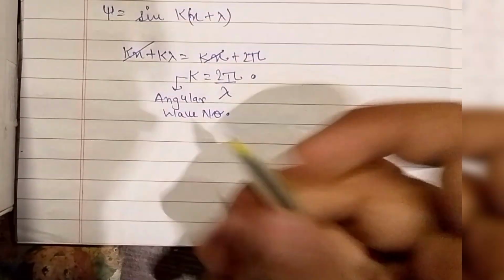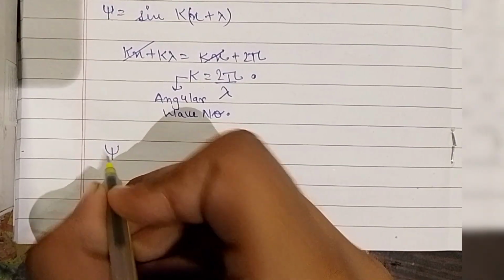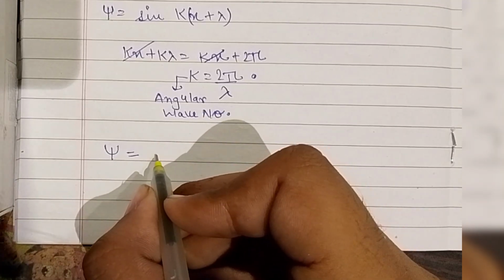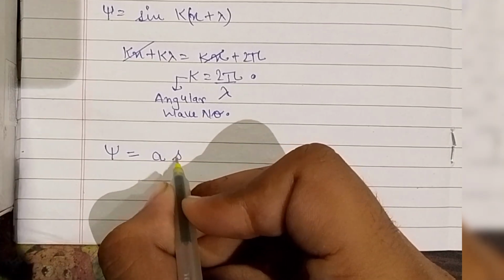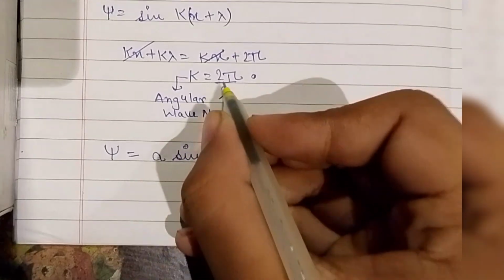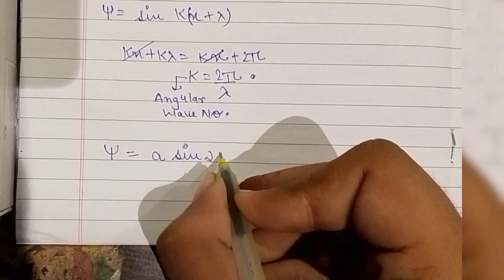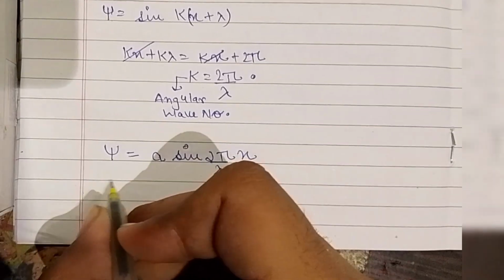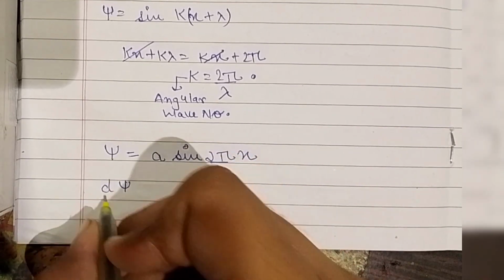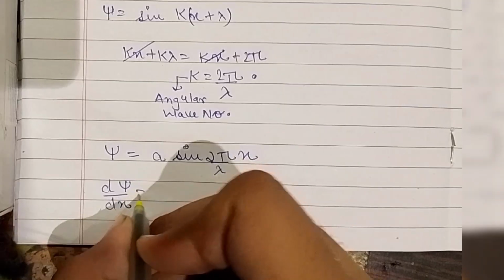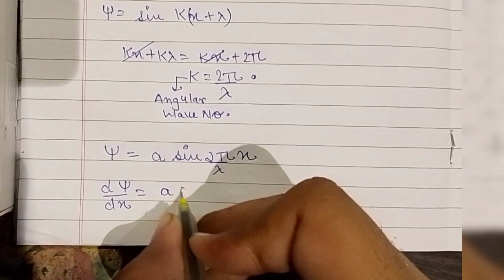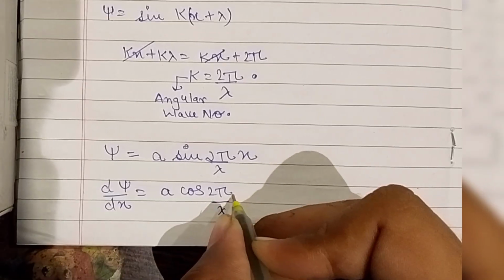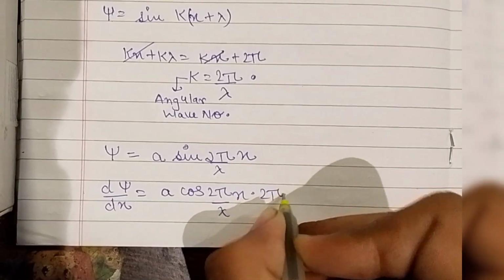And what we do is we have psi which is equal to a sin kx. We put k here as 2 pi by lambda into x, and if we differentiate it with respect to x, we get a cos(2 pi by lambda x) into 2 pi by lambda.